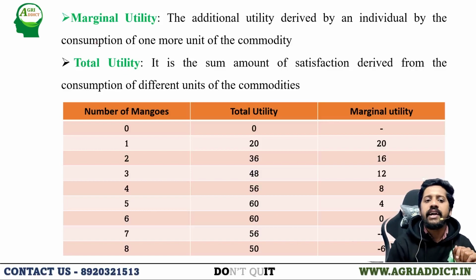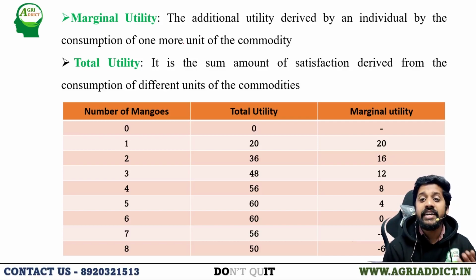So I am restating again what is marginal utility and what is total utility. Marginal utility is nothing but the additional utility derived by an individual by the consumption of one more unit of the commodity, and total utility is the sum of the amount of satisfaction I derived from the consumption of different units.